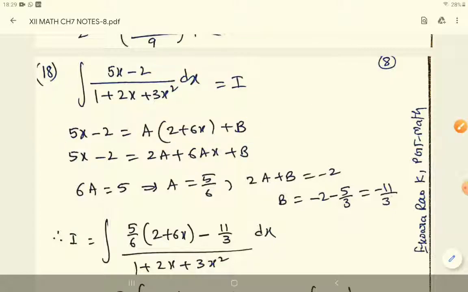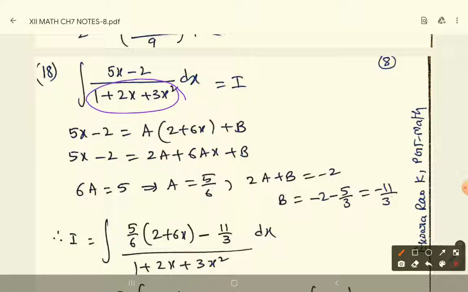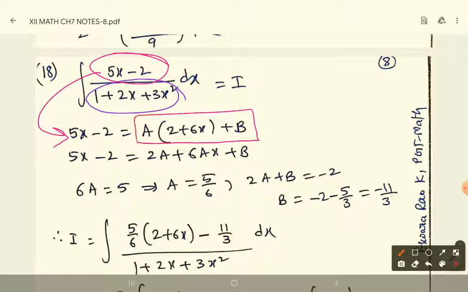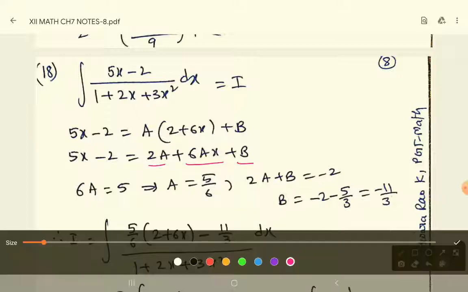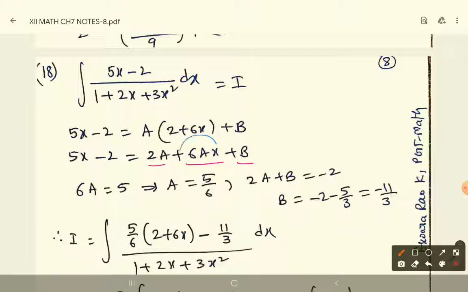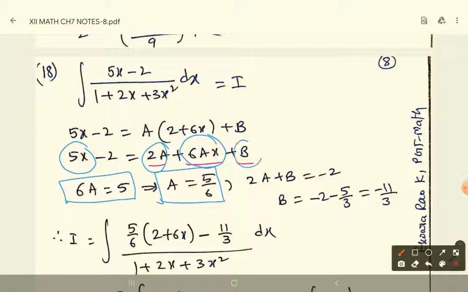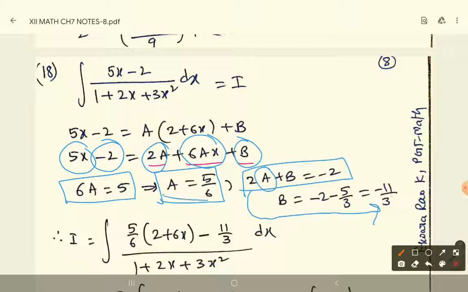So then what I have to do, first see that the denominator's derivative is what? 2 plus 6x. When that is not there in the numerator, then you will have to take the numerator is equal to a into derivative of the denominator plus b, a into 2 plus 6x plus b. Then open the 2 plus 6x multiplying a, 2a plus 6ax plus b. Compare the corresponding coefficients, you get 6ax and 5x. If I equate, I get 6a is equal to 5, a is equal to 5 by 6. Substitute, then 2a plus b will be minus 2, 2a plus b is equal to minus 2. Then you get b value as minus 11 by 3 by substituting a is equal to 5 by 6.